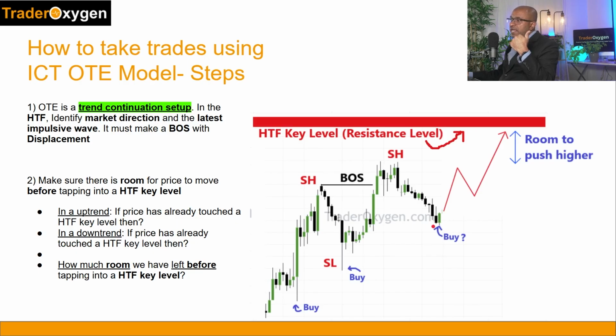But before you buy here, what you are checking is, let's say in an uptrend, whether there's any higher time frame key levels such as resistance levels. And then you will check from this swing high, is there any room to push higher? In other words, is there any gap between this swing high and the higher time frame key level? So if there's a gap, that means there's room for the price to push up, because when the price reaches these higher time frame key levels, there's a chance where the price can bounce from this higher time frame key level where price could go down.